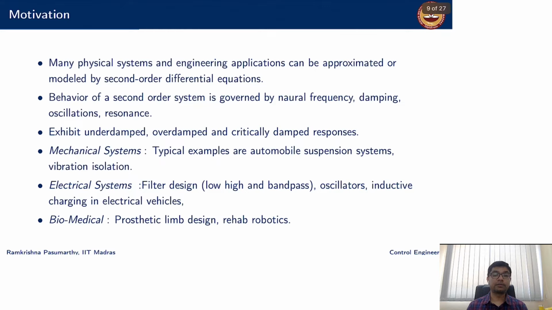Where do these occur? We have seen some examples of this, right? Automobile suspension systems, largely shock absorbers, or systems which isolate vibrations. Electrical systems, we will see in the future in our analysis of the frequency domain, filter design. We look at oscillators and some examples including inductive charging in electric vehicles. Biomedical applications, prosthetic limb design, rehabilitation-based robotics. Many of these systems can be understood by just their second order models. We'll see many more of these as the course progresses.